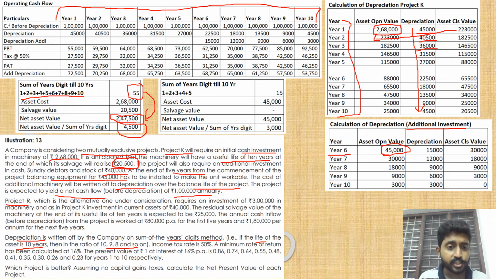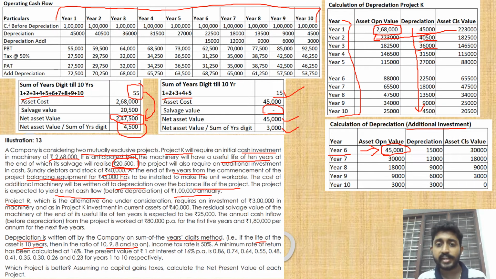It is given in the question that you need to buy some balancing equipment for 45,000, so the investment will be 45,000. The same way, sum of years digit. This will have a life of 5 years. So 1 plus 2 plus 3 plus 4 plus 5 will give you 15. This asset does not have any salvage value, as given in the question. So the net asset value is 45,000. 45,000 divided by 15, the sum of years digit, is 3,000.